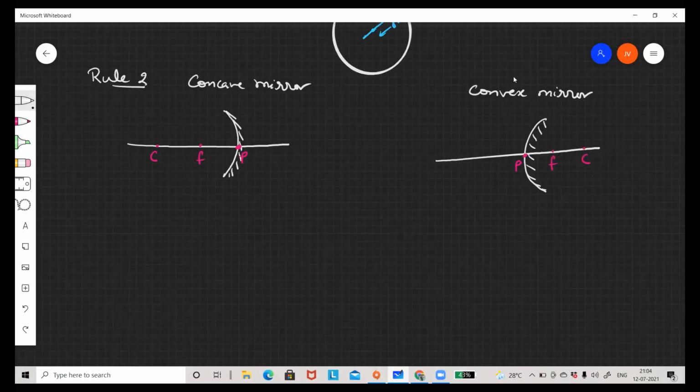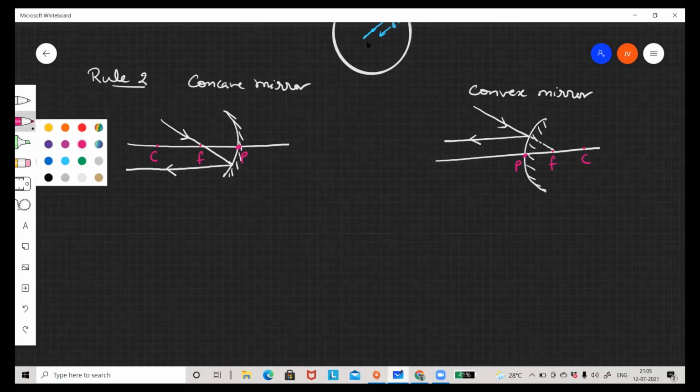What is rule 2? Rule 2 and rule 1 are vice versa of each other. The first rule was a ray of light parallel to the principal axis, after reflection, passes through F. Rule 2 is if a ray of light is incident through the principal focus on the mirror, then after reflection, it goes parallel to the principal axis. Clear? That was for the concave mirror. And for the convex mirror, if a ray of light is incident in the direction of the principal focus, then after reflection, it goes parallel to the principal axis.